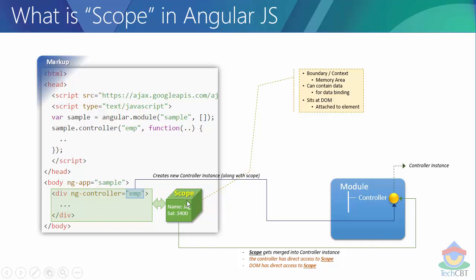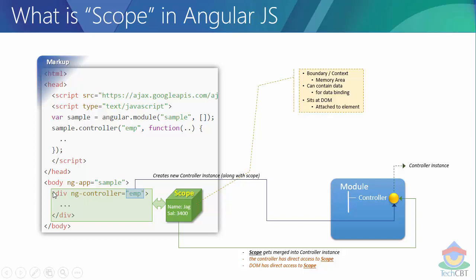So scope is the one which acts as the mediator between your controller instance and the view. Scope is being directly referred inside the controller instance, and the template or the view also has a direct reference to your particular scope. So once again, before we jump into the demo, I just wanted to clarify.